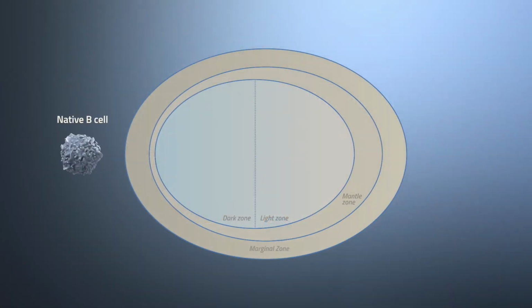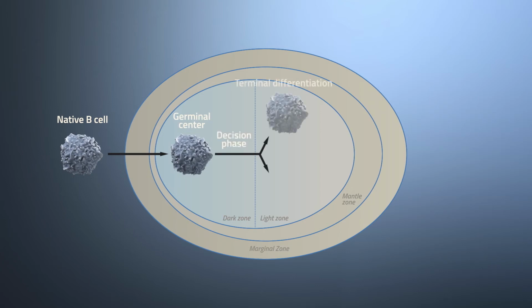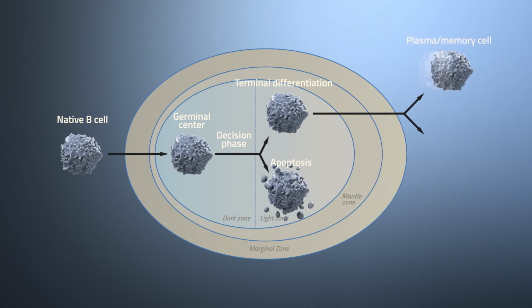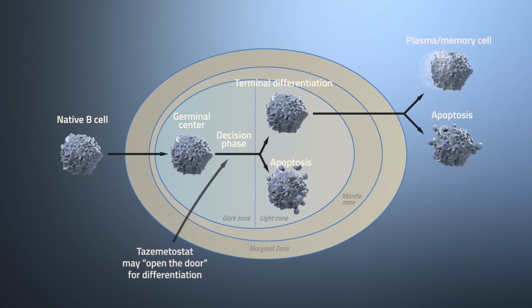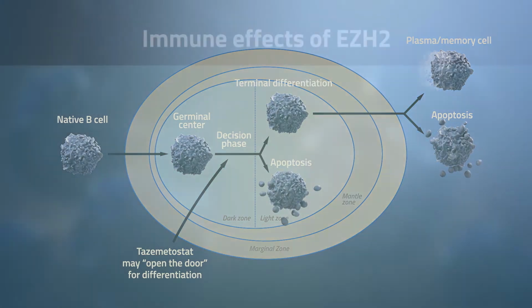With EZH2 activity inhibited by tazemetostat, the lock on B cells in the lymph node germinal center is released, allowing the B cells to differentiate and move out to the periphery. This move to the periphery in the form of either a plasma cell or a memory B cell continues the normal, non-malignant fate of the cells.